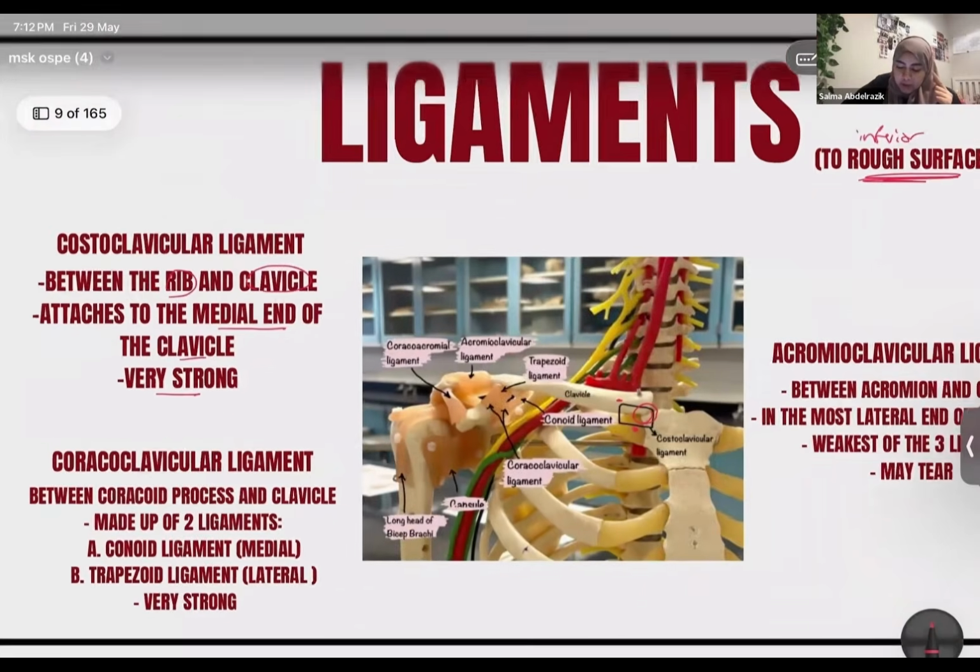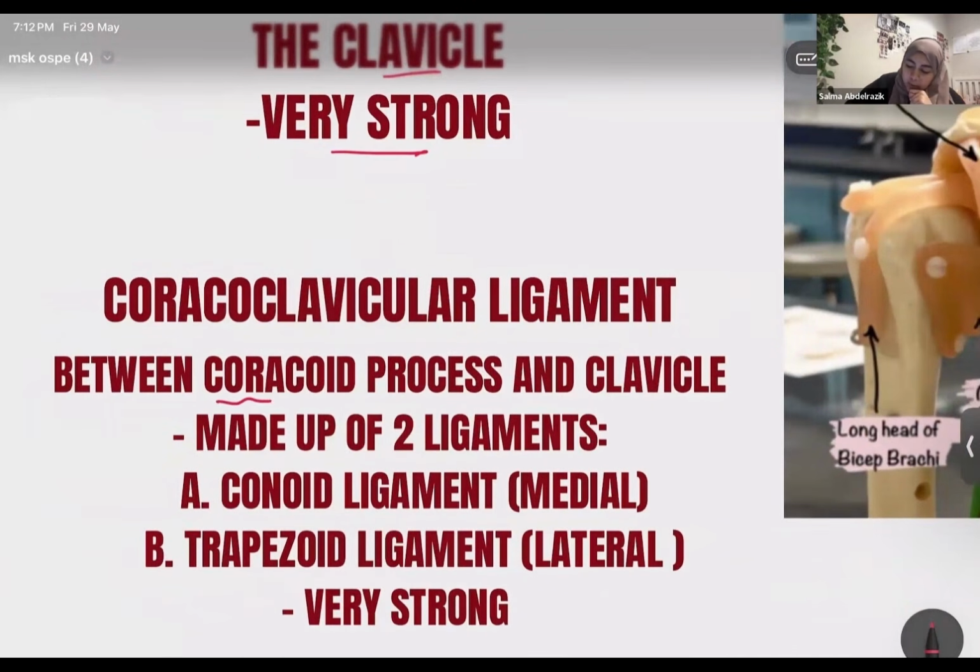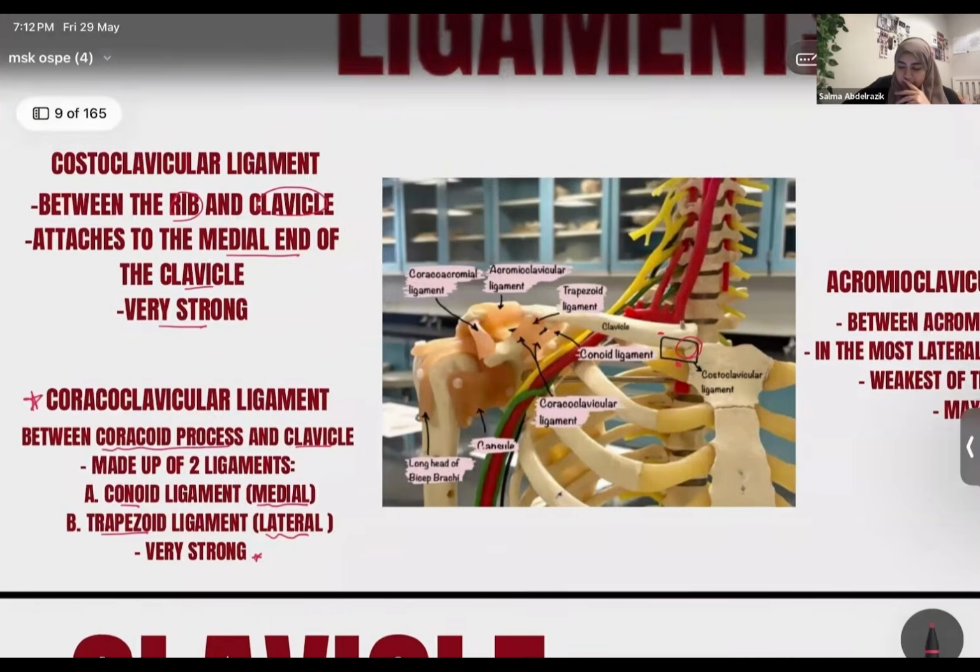Then you have the coracoclavicular ligament. It's between the coracoid process and the clavicle. It's made up of two ligaments: the conoid ligament and the trapezoid ligament. Conoid is more medial, trapezoid is more lateral. And this is one of the strongest ligaments. Let me show you on the picture.